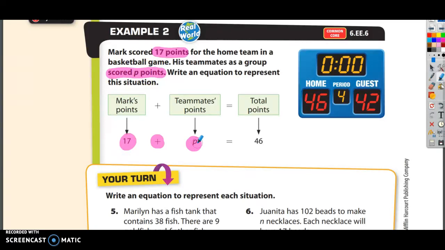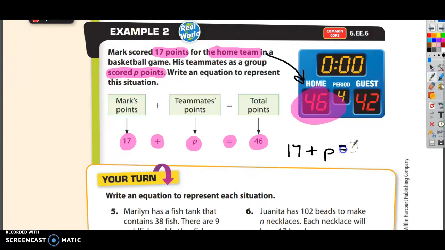And the total is going to be equal to the total, and we have to go over here to find that. It's 46 points. It says right here it was the home team, and the scoreboard's right here, 46. So the equation is his 17 points plus his teammates' points is equal to the total number of points. Cool.